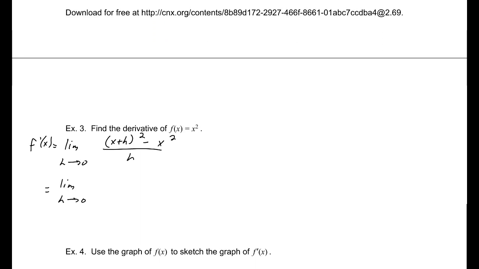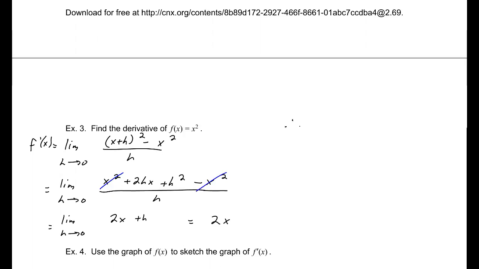All right. Multiplying that out, we get an x squared, which will cancel out, plus 2hx plus h squared minus x squared over h. Well, if we cancel out our x squared terms and divide out the h, the limit as h goes to 0 of 2x plus h. And that limit is 2x. Therefore, f prime of x is 2x, and we can use that to find the slope of our tangent line.